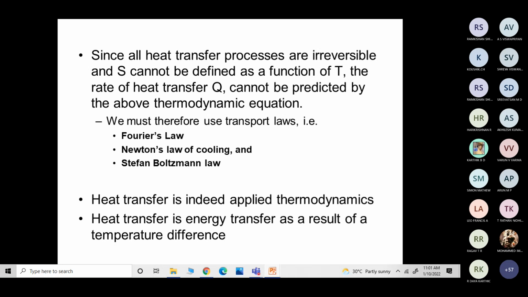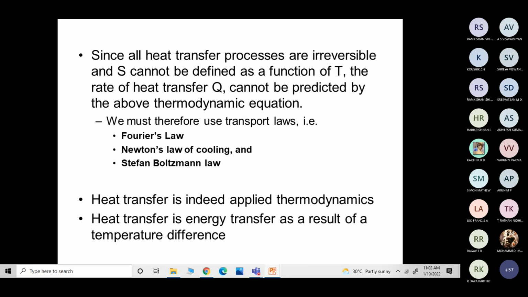The rate of heat flow through a body or through a solid is directly proportional to the cross-sectional area, which is normal to the flow, and to the temperature with respect to the length of the heat flow, or the temperature gradient. Q is directly proportional to A into dT by dx, or Q by A. Q by A is nothing but the heat flux. That's what one of our students said. Q by A will be in watt per meter squared.